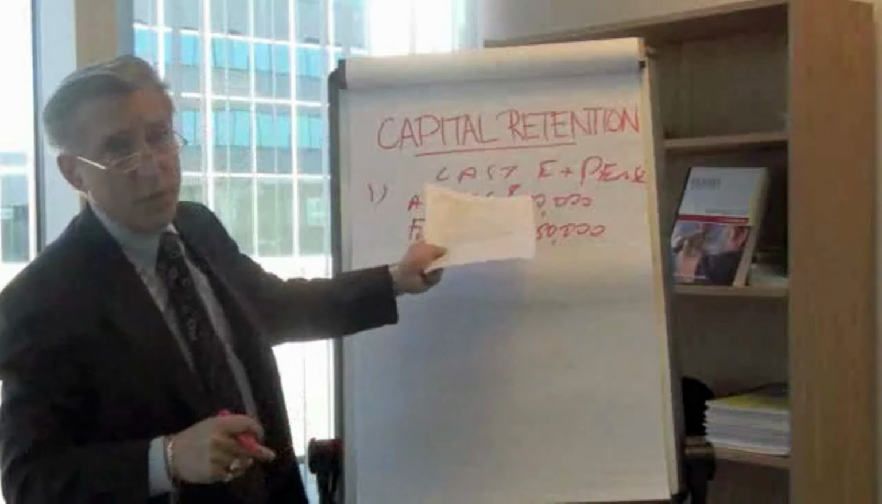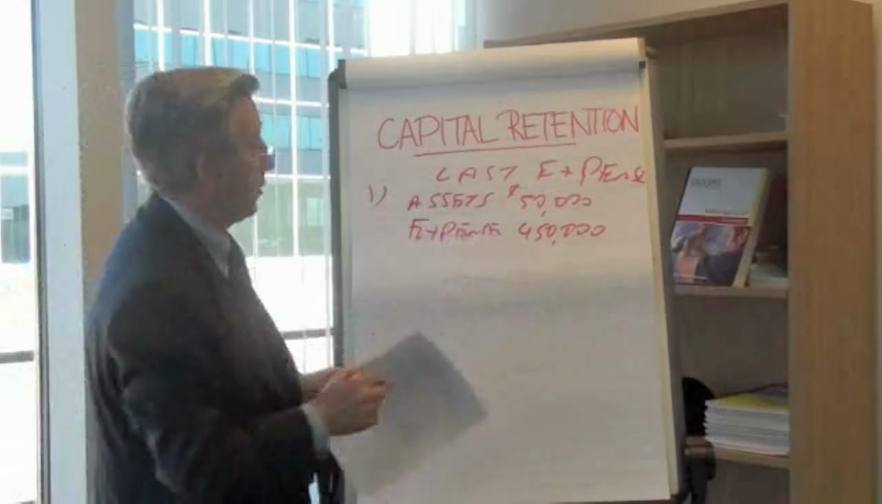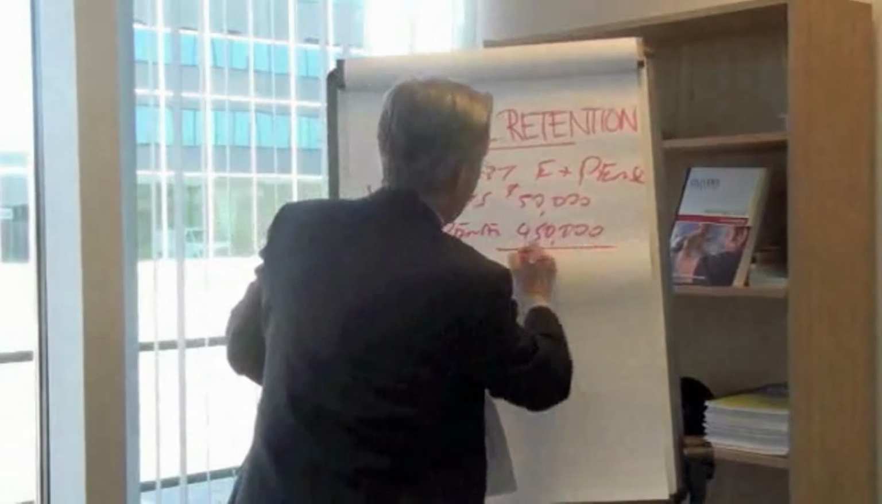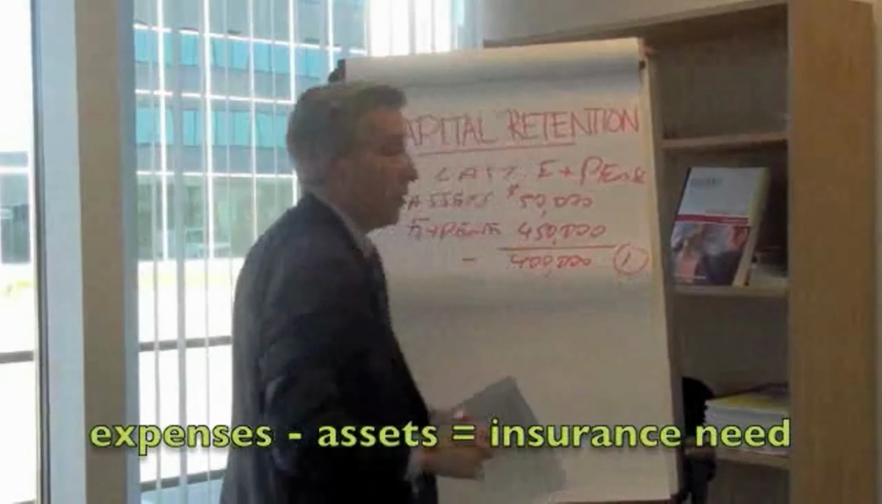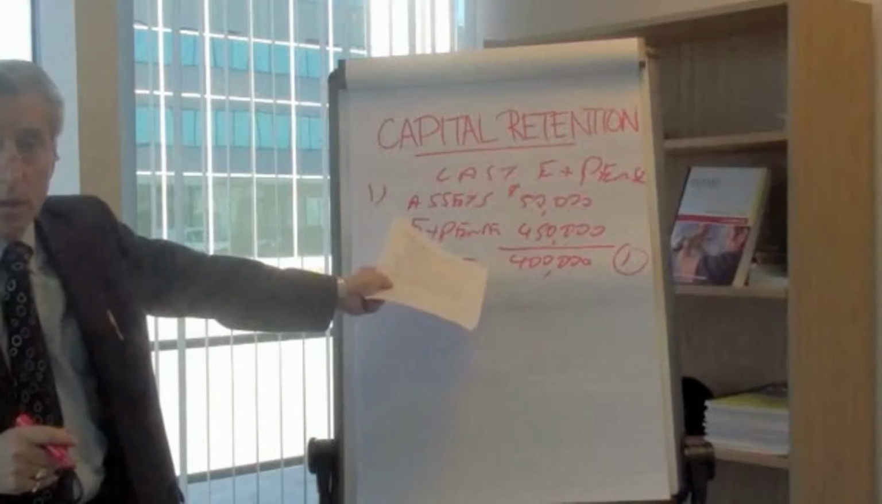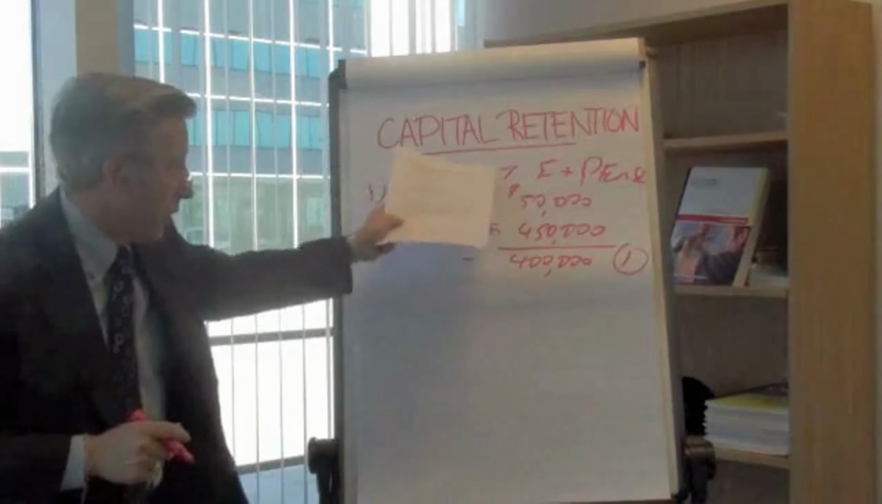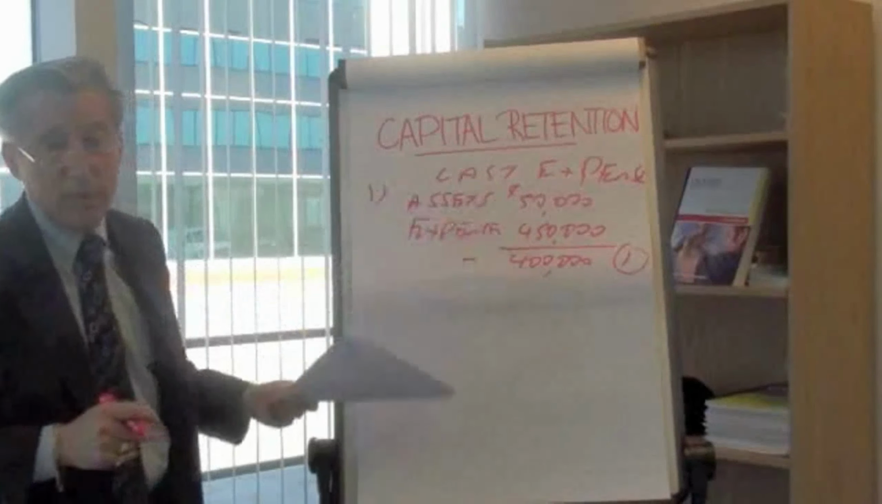Okay, well, you've got 50 already sitting in the bank. All right, you need 450, so therefore you have a shortfall of $400,000. So that is insurance number one. In other words, we have to insure you for $400,000 just to take care of your last expenses. So the first insurance need is what we call last expense need.